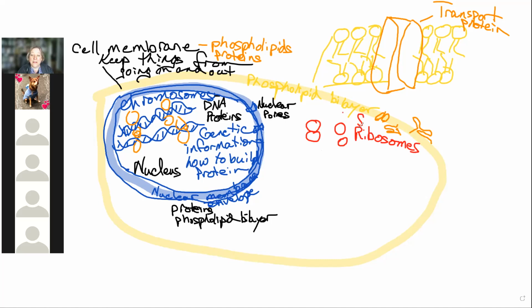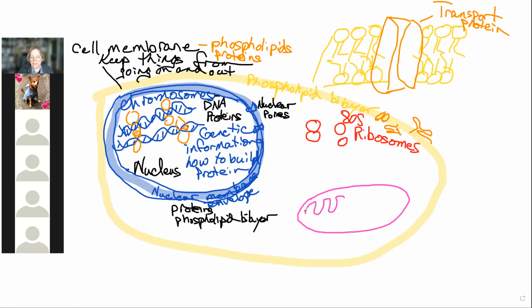70S. You know what? You were close. Eukaryotic cells are a little bigger than prokaryotic cells, so they are 80S. Very good. Now we do have some 70S ribosomes in a eukaryotic cell, but where do we find them? What structure do we find them in? The mitochondria. Yes.